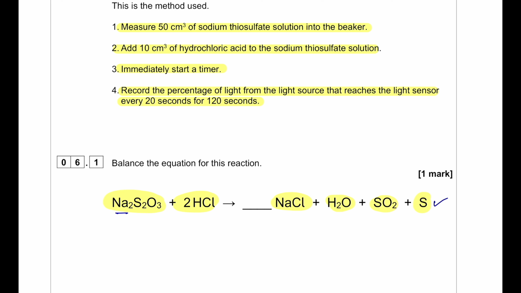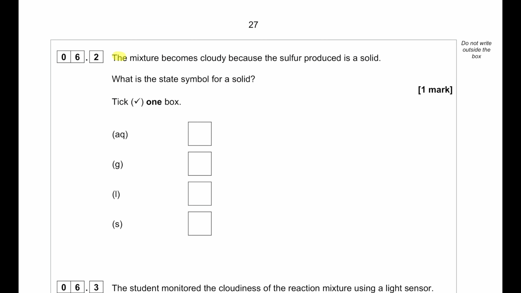So there are two sodiums, so it's going to produce 2 sodium chloride. The mixture becomes cloudy because the sulfur produced is a solid. What is the state symbol for a solid? So solid has a state symbol of s, liquid is l, gas is g, and aqueous is aq.